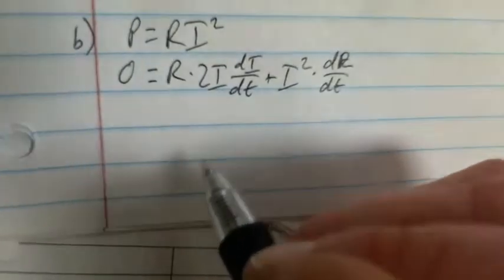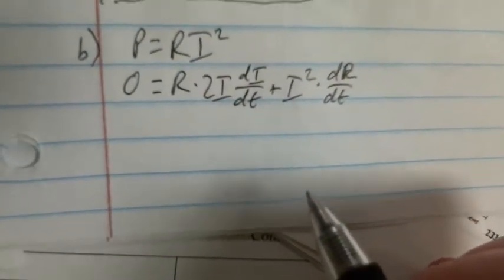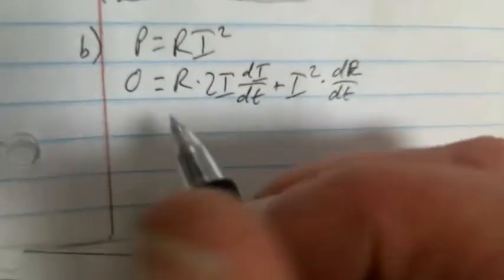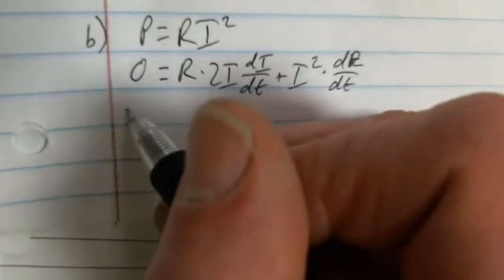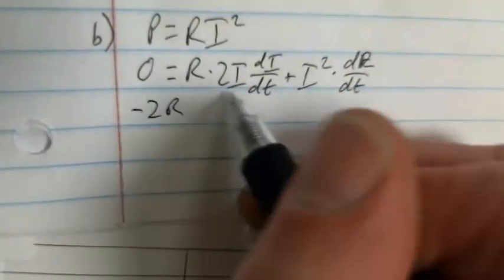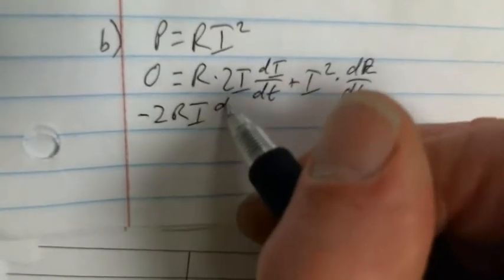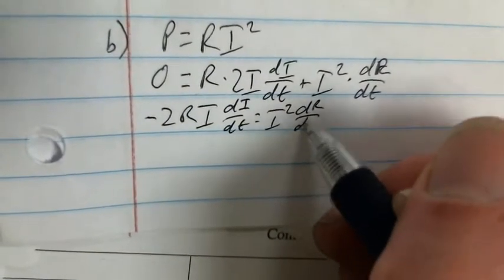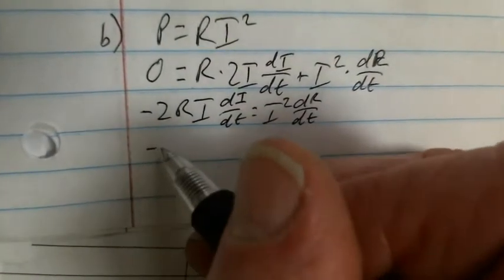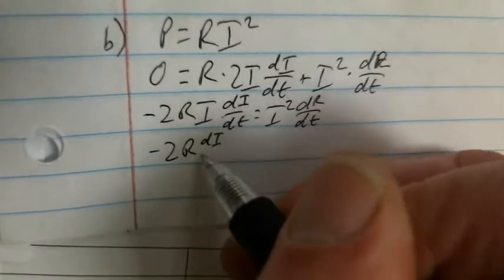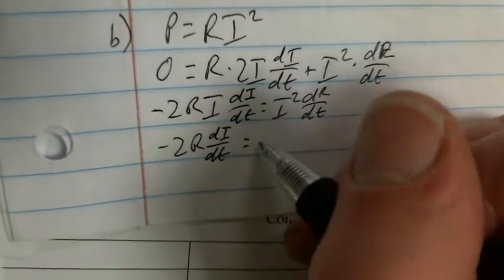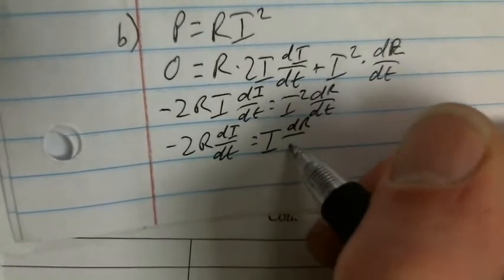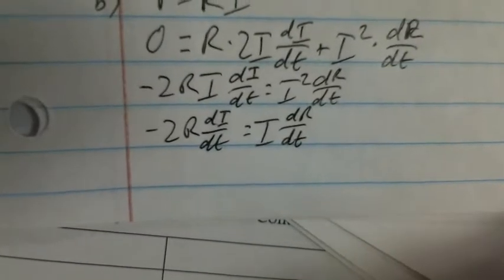We can clean it up a little bit, or we can do it as a negative. We can divide by R, or divide by I, because that is a constant, I suppose. So negative 2RI di/dt equals I squared dr/dt. We can get rid of an I on both sides. So that gives you negative 2R di/dt equals I dr/dt. And that's about as good as we can do right there. We could solve for one or the other, but it's not necessary.